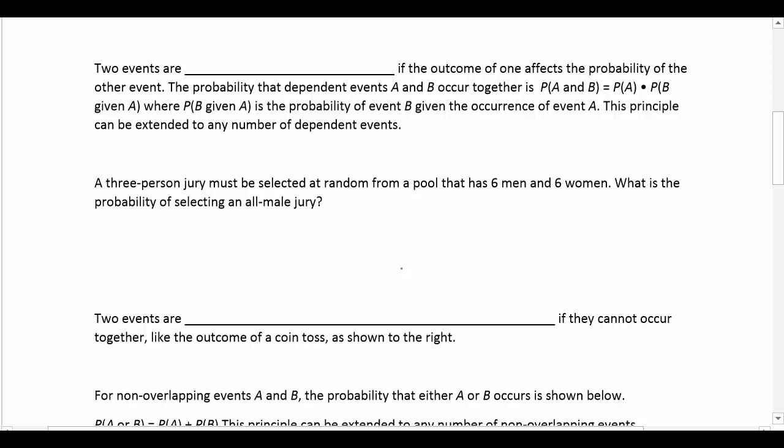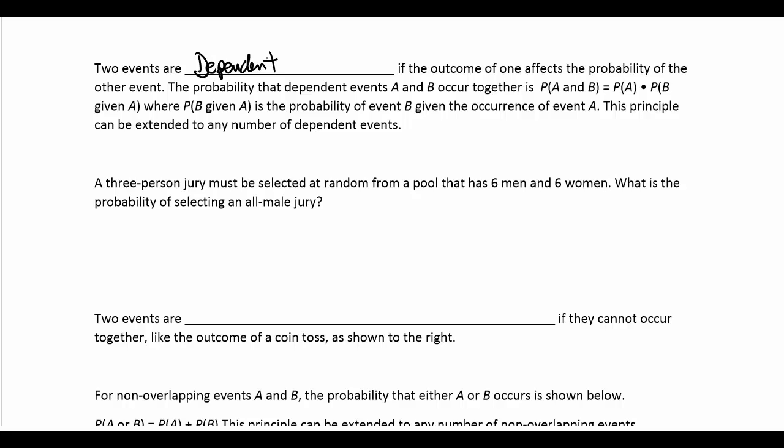Okay, two events are considered dependent if the outcome of one affects the probability of the other. The probability that dependent events A and B occur together, probability of A and B, is equal to probability of A times probability of B given A, where probability of B given A is the probability of event B given the occurrence of event A. This principle can be extended to any number of dependent events.